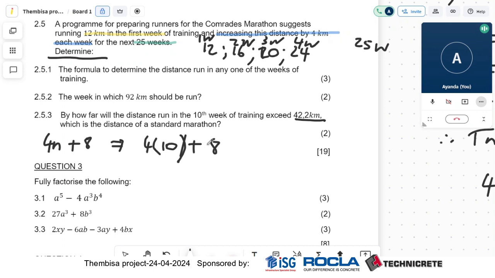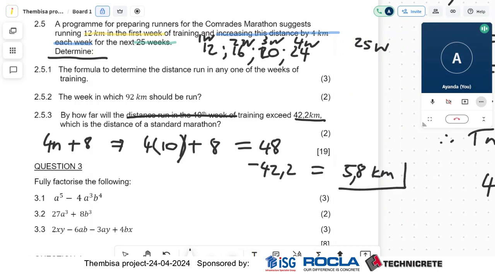So how many kilometers will be run in the 10th week? 4 times 10 gives us 40, plus 8 gives us 48. So now it's just a matter of subtracting 42.2, which leaves us with 5.8 kilometers. So the distance run in the 10th week will exceed 42.2 kilometers by 5.8 kilometers.